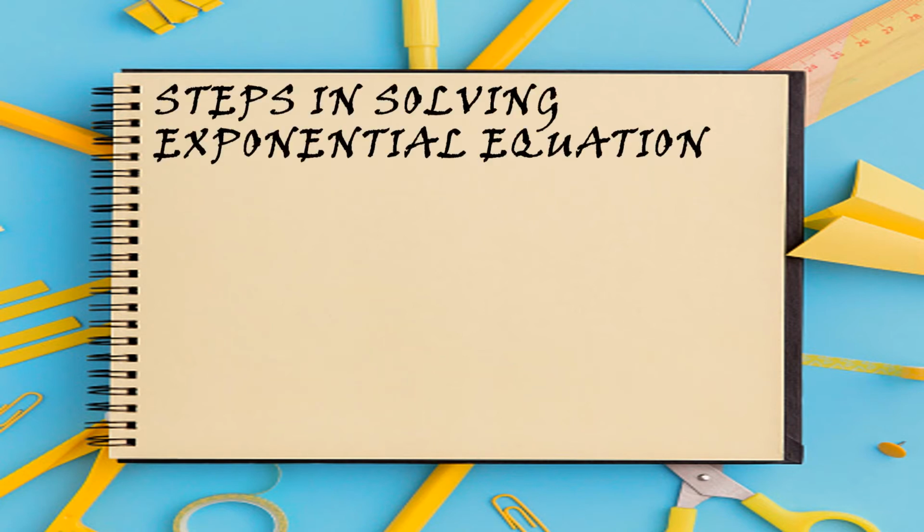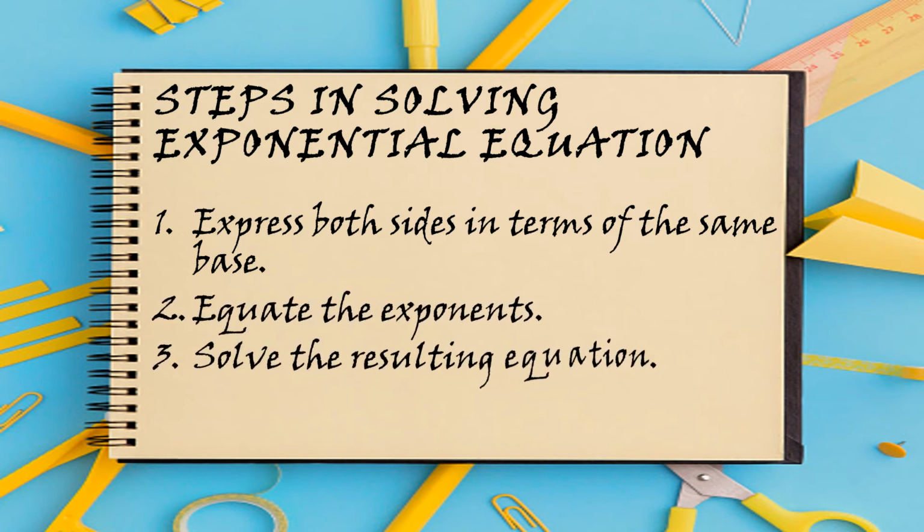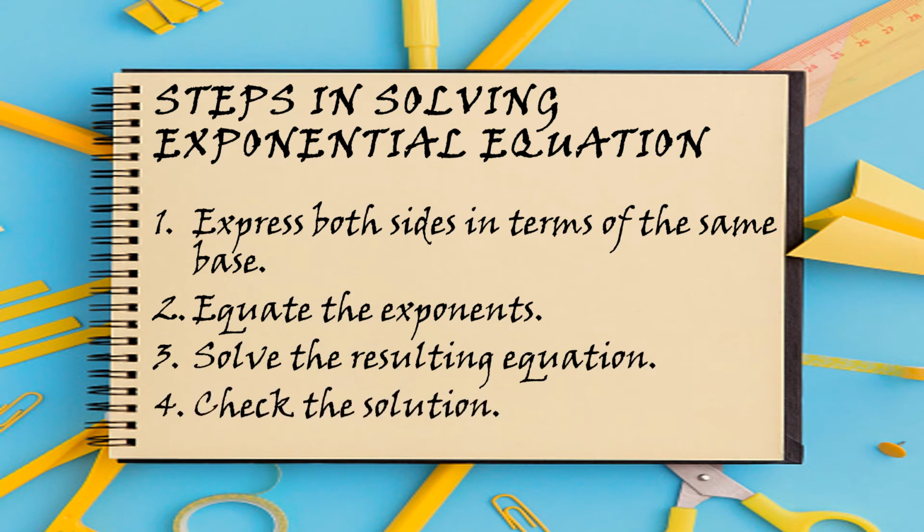Here are the steps in solving an exponential equation. First, express both sides of the equation in terms of the same base. Second, equate the exponents. Third, solve the resulting equation. And then fourth, check the solution. You will have a better understanding of these steps when we apply them in the following exponential equations. So let us get started.